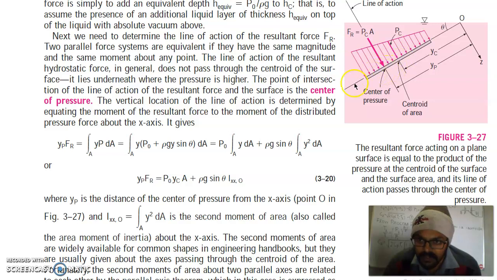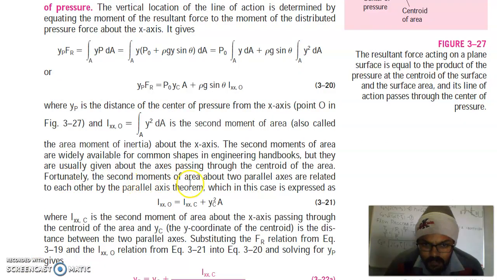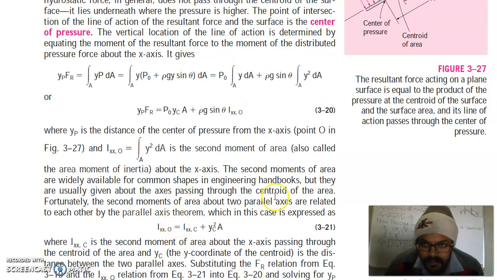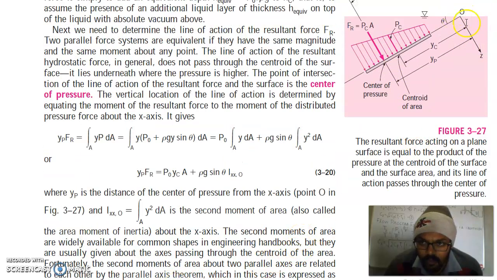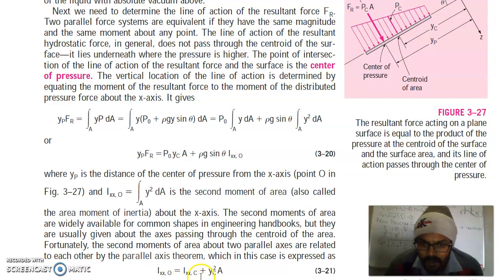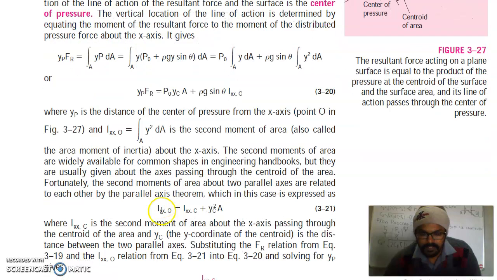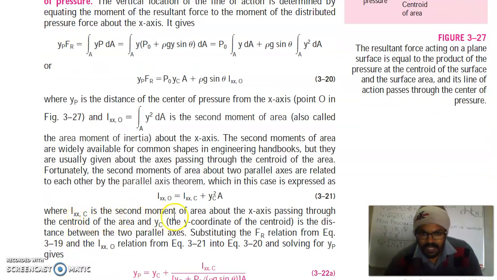So in that case, what would be the second moment of area? Fortunately, the second moment of area about two parallel axes are related to each other by the parallel axis theorem. In this case, Ixx about this line of action, this point O, is equal to Ixx about the centroid plus Yc squared times A, where Ixx is the second moment of area about the x-axis passing through the centroid of the area.